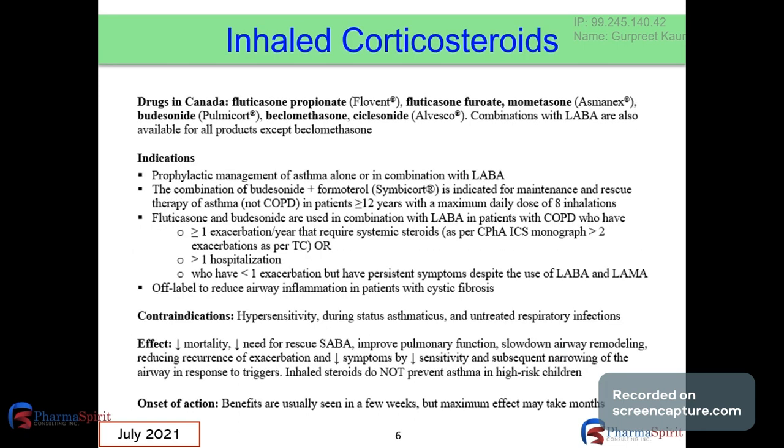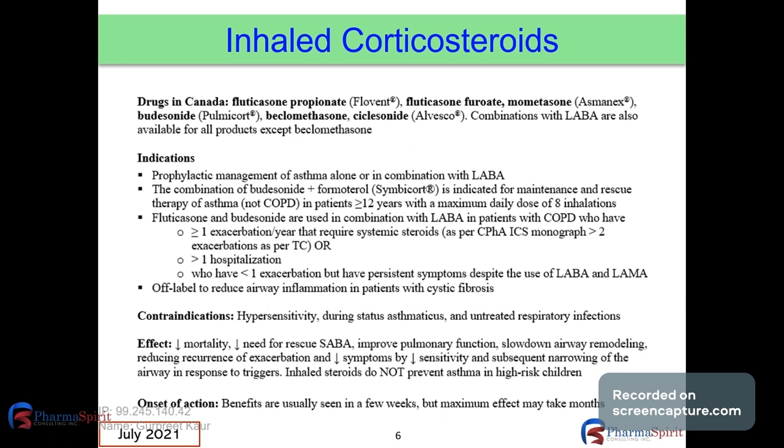The second class of medications that we'll look at is inhaled corticosteroids. The drugs we have in Canada are fluticasone propionate, fluticasone furoate, mometasone, budesonide, beclomethasone, and ciclesonide, and they are available in combination with LABA. All of them are available in combination with LABA except beclomethasone. Beclomethasone is available only as beclomethasone, it doesn't come in combination with LABA.